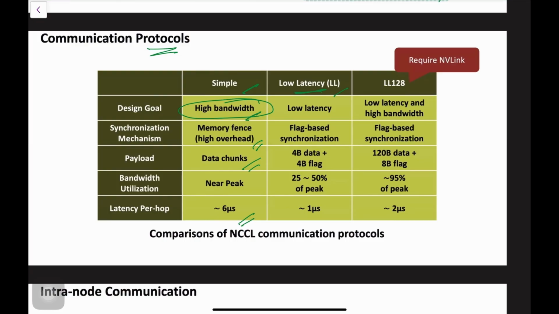The low latency protocol has low latency. It is good for small messages. It uses flags for synchronization instead of high overhead memory fences. So it is good for small message sizes, but the bandwidth is not good. And LL128 is an improved low latency protocol. It is balanced between simple and low latency. Basically, the payload is bigger than low latency. It also uses the same flag based synchronization, but the payload is bigger, which helps with the bandwidth.